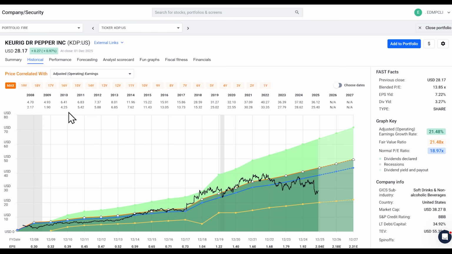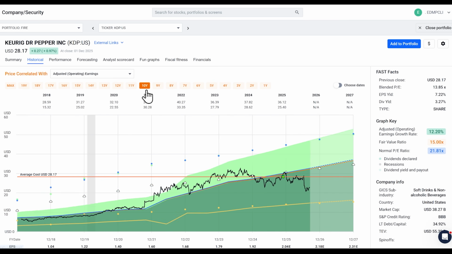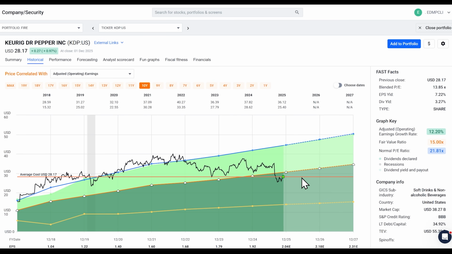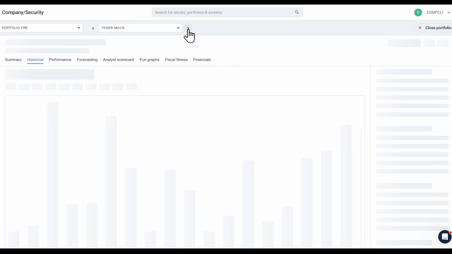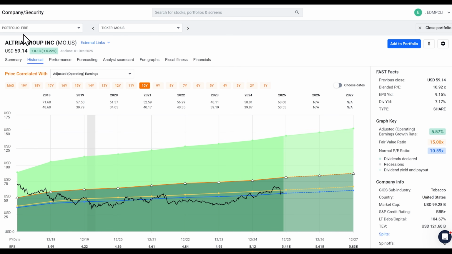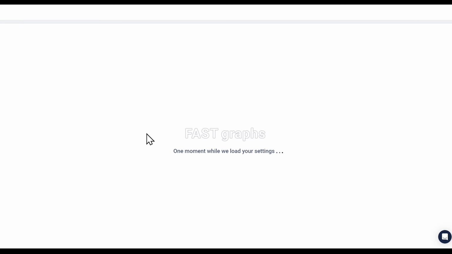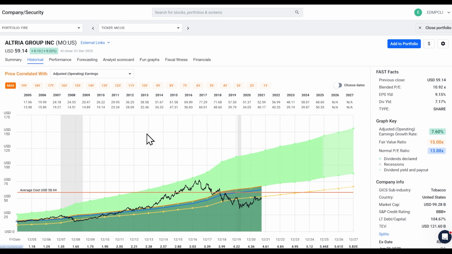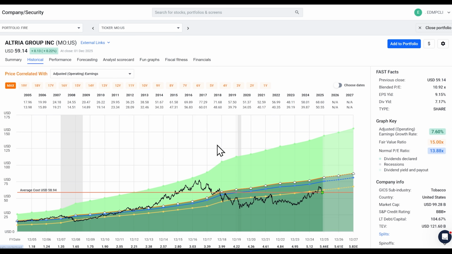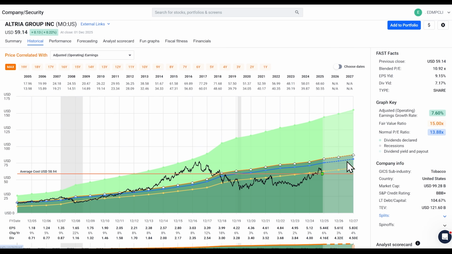Keurig Dr Pepper, this was a stock that was trading at high multiples, but again, when I shortened the time frame, we bought it below a 15 multiple, and we've got good potential, and we avoided all this overvaluation here by adding the stock now. Altria, or the old Philip Morris, I like to call it, still kept the symbol MO, is why I keep remembering that, was also bought on a downtick, but we think at a very attractive valuation.